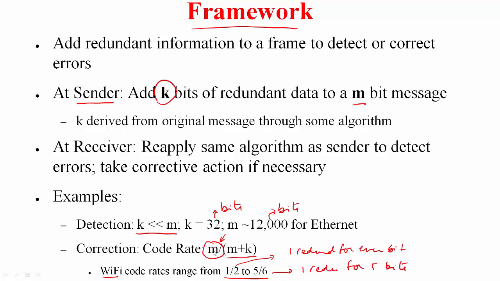So as you can see, for error correction, the amount of redundancy you add is significantly higher than that of detection. So an important question here is, how do these algorithms that detect and correct errors work? Before we get into the details, here is some theory.